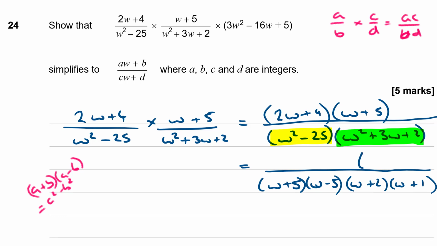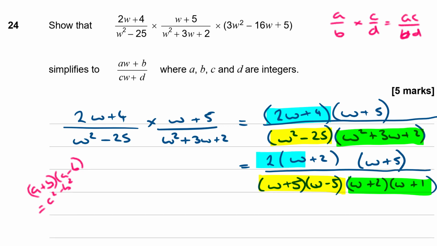w + 5, that we can't do anything with, and 2w + 4, which we can do something with. So that bit was that bit there, that bit was that bit there, that bit stayed the same, and the 2w + 4 we can factorize by taking 2 out of it, and it becomes 2(w + 2). Okay, so that's the blue bit. We've gone through and done little bits to each of those expressions.